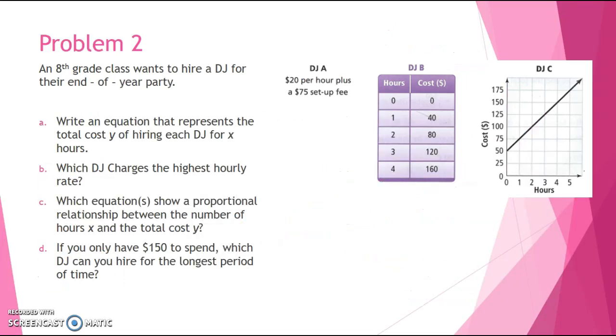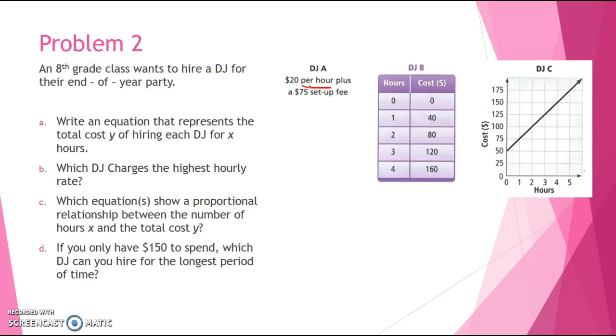We have problem number 2. An 8th grade class wants to hire a DJ for their end of the year party. So we have DJ A, DJ B, and DJ C. We're going to write an equation that represents the total cost, y, of hiring each DJ for x hours. So I'm going to go through each of these and write their equation. So for DJ A, we know that it's $20 per hour plus a $75 setup fee.